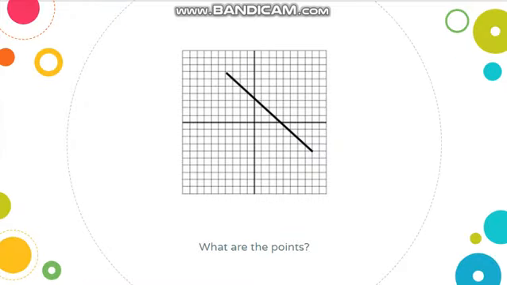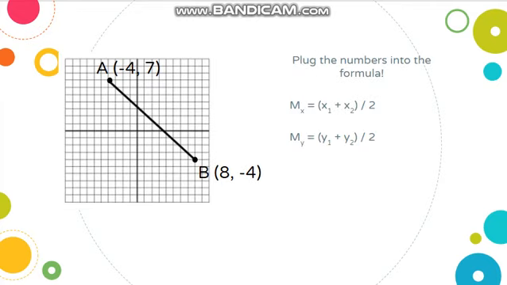Okay, so first we're going to look at this line and we want to figure out what are the points. Well, this one over here is negative 1, 2, 3, 4, and up to 7. So that's negative 4, 7. And this one is 1, 2, 3, 4, 5, 6, 7, 8, and down 1, 2, 3, 4. So 8, negative 4.